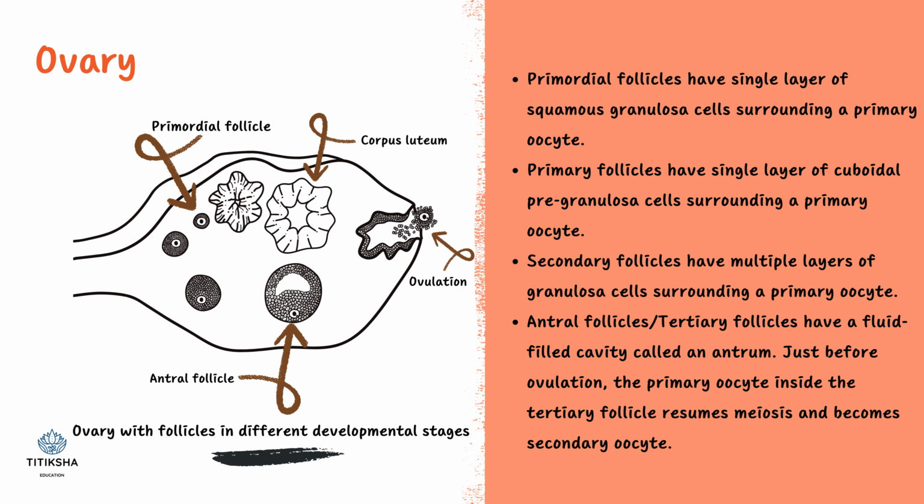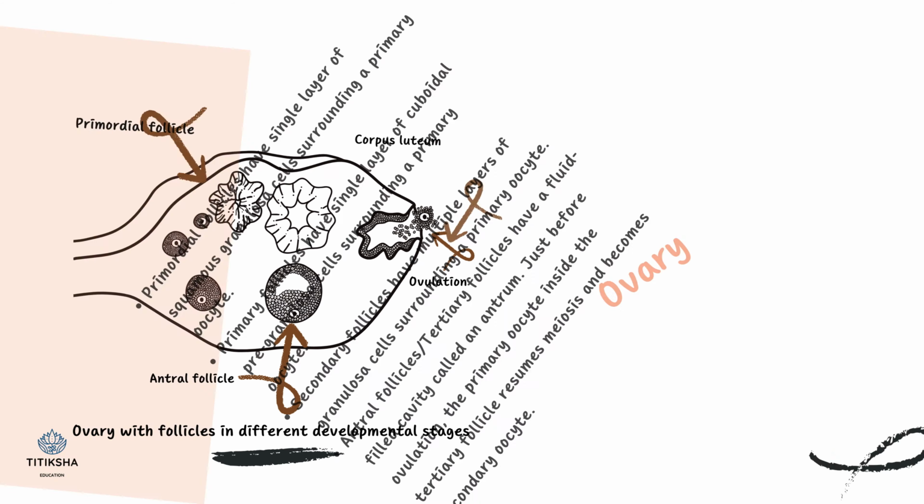Ovary. Primordial follicles have single layer of squamous granulosa cells surrounding a primary oocyte. Primary follicles have single layer of cuboidal pregranulosa cells surrounding a primary oocyte. Secondary follicles have multiple layers of granulosa cells surrounding a primary oocyte. Antral follicles or tertiary follicles have a fluid-filled cavity called an antrum. Just before ovulation, the primary oocyte inside the tertiary follicle resumes meiosis and becomes secondary oocyte.